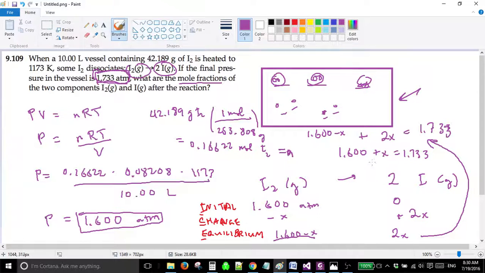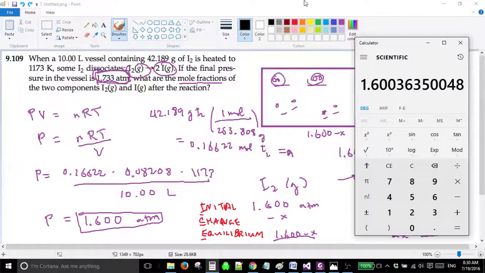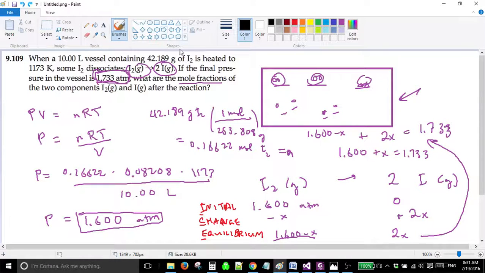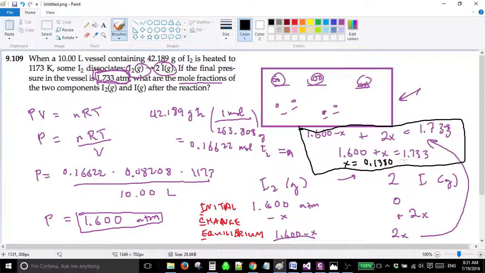Let's see now. I'm just going to solve for x here. I'm going to solve for x, where x is going to be 1.733 minus 1.6. So that's 0.1330. So the x is 0.1330. Alright, so what is that in units? That's atmospheres, because Dalton's law of partial pressure is all pressure units. Alright. What does this mean if x is 0.1330?